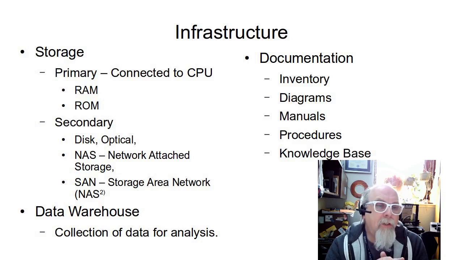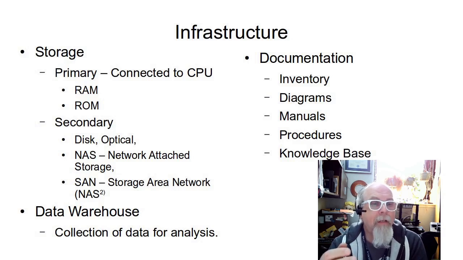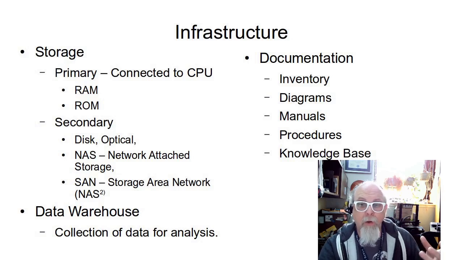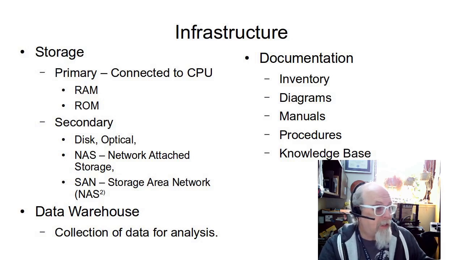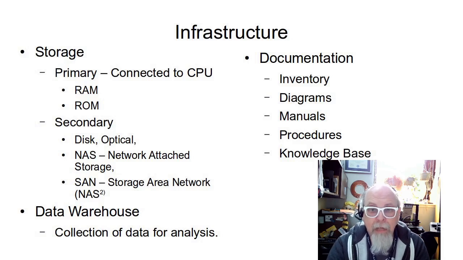The secondary storage includes hard disks, the software RAM disks. It includes CD-ROMs and DVD-ROMs, optical disks. It can include a network-attached storage, which is a hard disk or disk pack or disk unit that sits attached to the network, and your computer then uploads and downloads data to that network-attached storage.